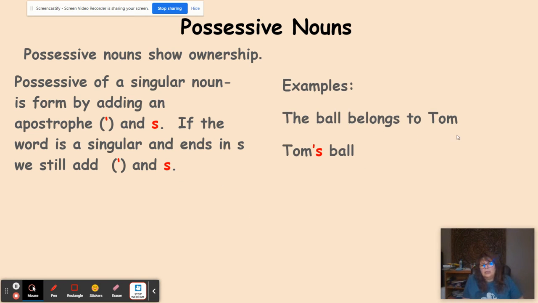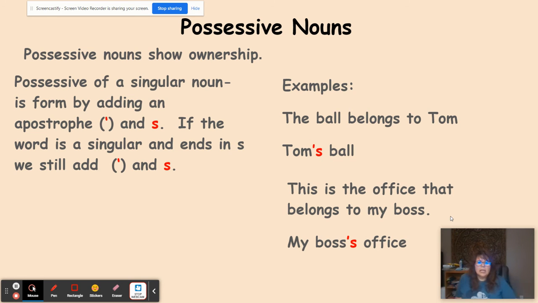The ball belongs to Tom. That means we're going to use Tom as a possessive noun by adding the apostrophe S. And then what belongs to Tom? The ball. So the ball belongs to Tom. So Tom is the one that gets the apostrophe S.